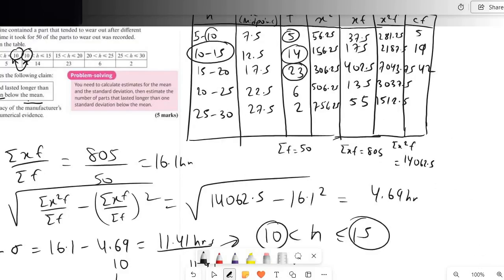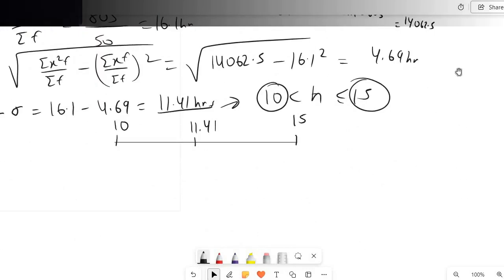So for the class boundary of 10, we can see that only 5 of the parts were there, and for the class boundary of 15, only 19 were there. So we didn't even need to calculate 42 here. So this is going to be 19, and this is going to be 5, and we don't know at what percentile or what cumulative frequency this value takes, so we write that as x.